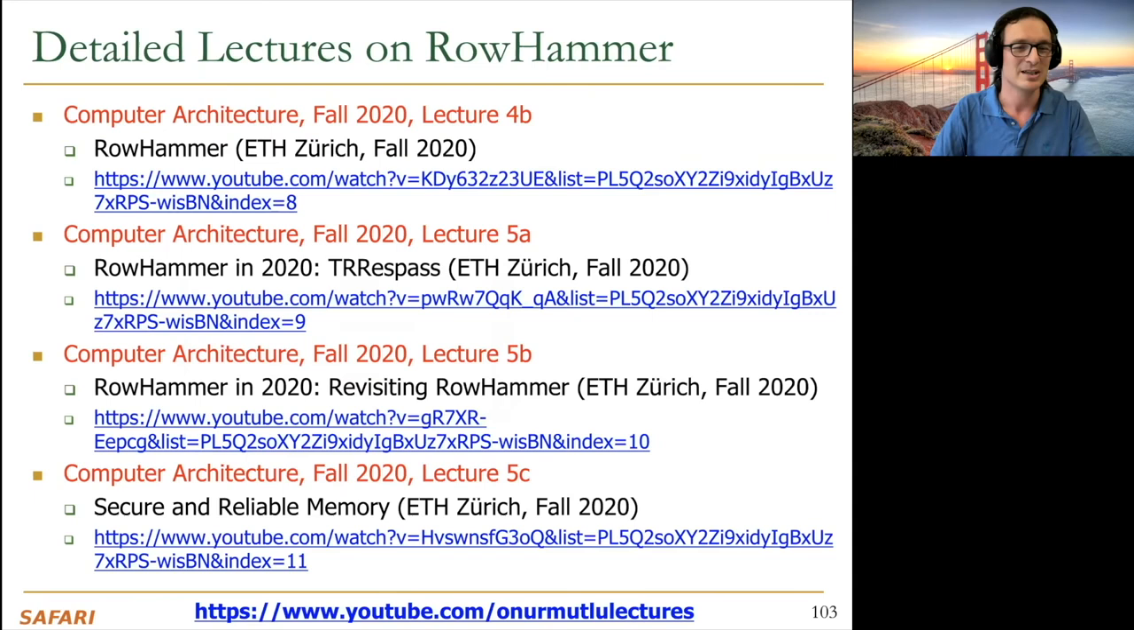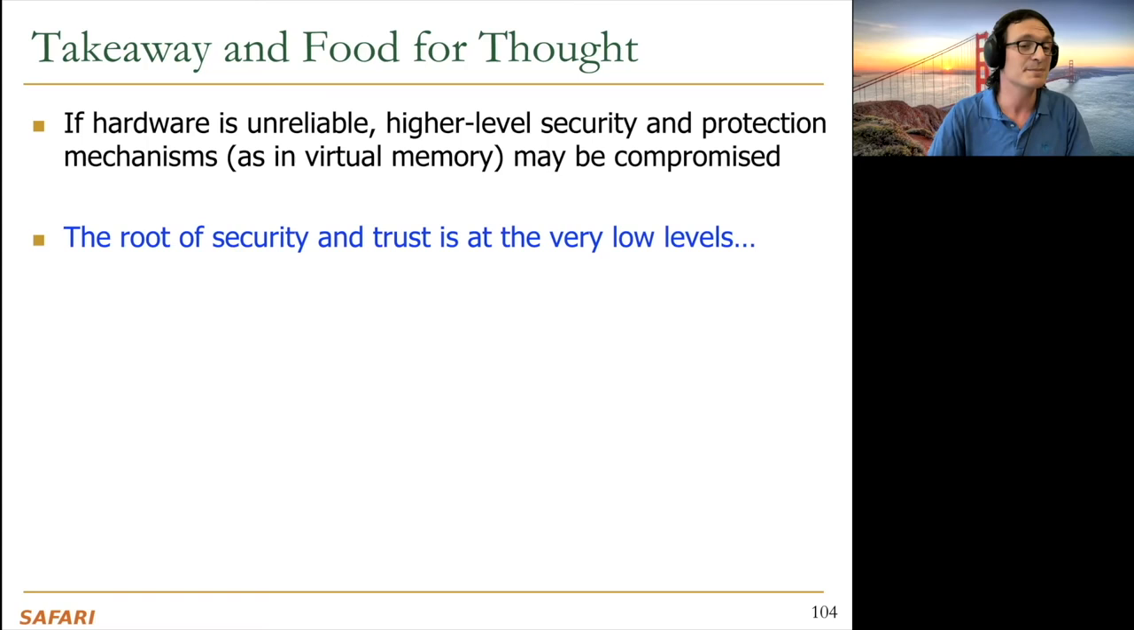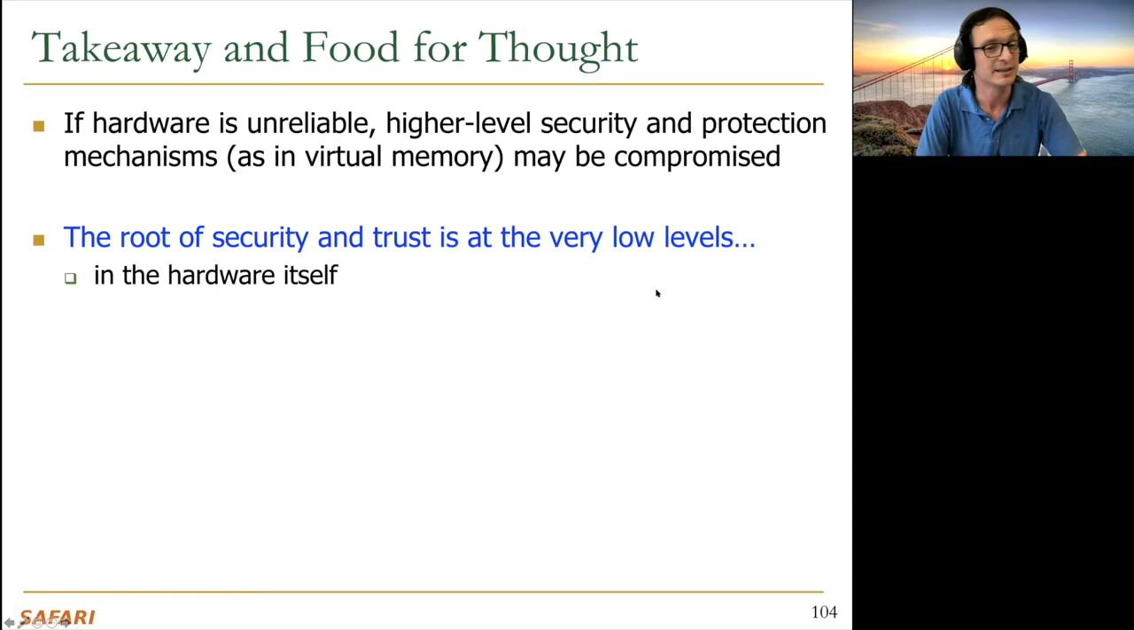So the takeaway, basically, is that if hardware is unreliable, higher level security and protection mechanisms are useless, to say it directly. They may be compromised, basically. So virtual memory provides protection at a higher level. It's great, but if you have hardware faults, you have a problem. This means that the root of security and trust is really at the very, very low levels, at the hardware level, in the hardware itself. So RowHammer, Spectre, Meltdown are recent key examples of this.